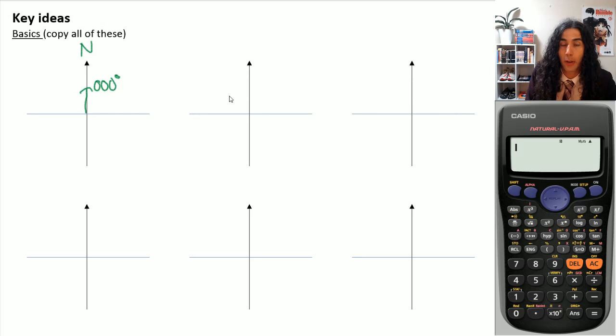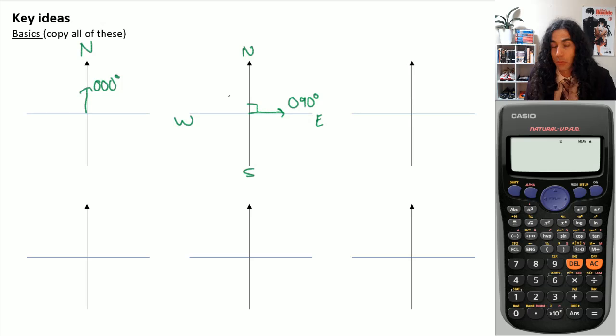Next one, if that's north, and we're going north, and south, obviously, east and west. If you're going directly east, you're going to write that as 090, because from north, you are going 90 degrees this way in a clockwise direction. So this is 90 degrees clockwise, gives you that.